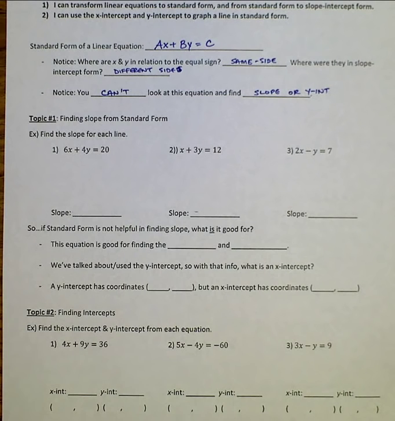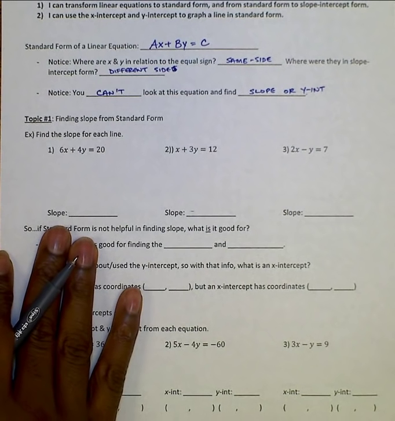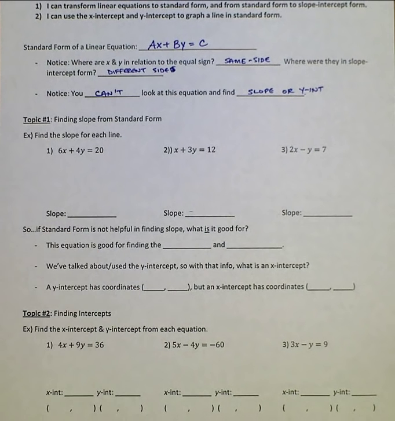Okay, so in this equation, A and B and C don't necessarily stand for any particular thing. These are just coefficients that go in front of x and y. So in order to find the slope, we will get y by itself. When we get y by itself, that will allow us to see the slope on the other side, because really what we've done is put it in slope-intercept form.